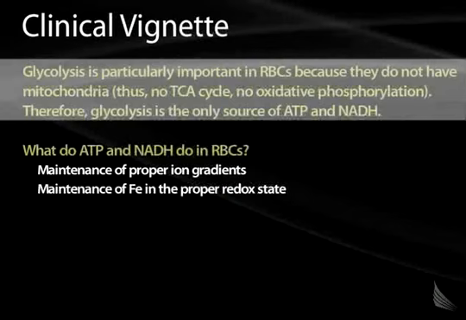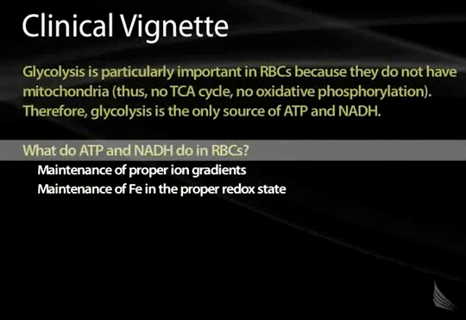Now, pyruvate glycolysis is a particularly important process in red blood cells. This is because red blood cells don't have mitochondria. And so the other metabolic processes that we're going to talk about in other sections, the TCA cycle and oxidative phosphorylation, don't exist in red blood cells. Therefore, the only source of energy in the form of ATP and NADH in a red blood cell is glycolysis.